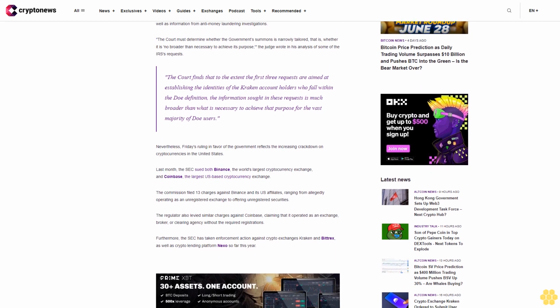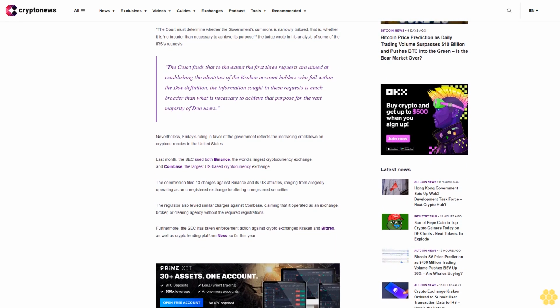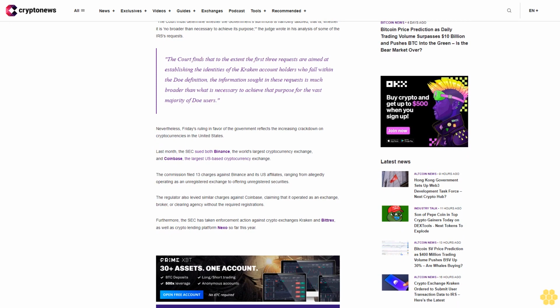The court finds that to the extent the first three requests are aimed at establishing the identities of the Kraken account holders who fall within the DOE definition, the information sought in these requests is much broader than what is necessary to achieve that purpose for the vast majority of DOE users. Nevertheless, Friday's ruling in favor of the government reflects the increasing crackdown on cryptocurrencies in the United States.